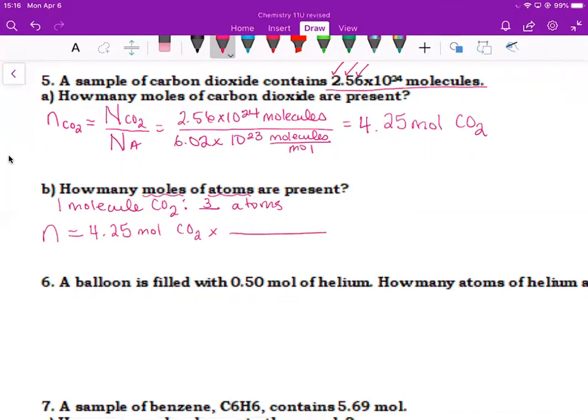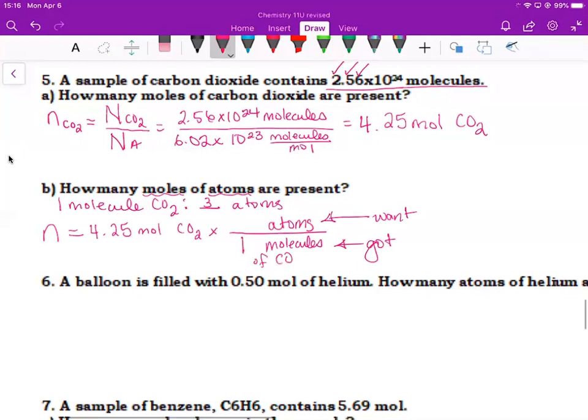I do that strategically because, if you remember, I always tell you to put what you've got on the denominator and what you want on the numerator. What I have right now is molecules, and what I want are atoms. So in 1 molecule of CO2, I have 3 atoms. This way I'm able to cross out CO2 and CO2, and I multiply 4.25 by 3, divided by 1.